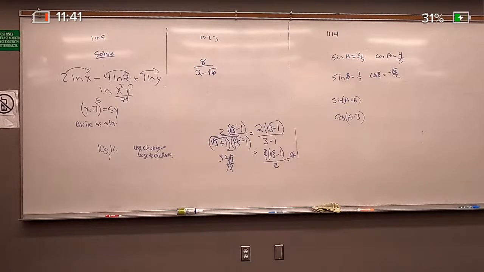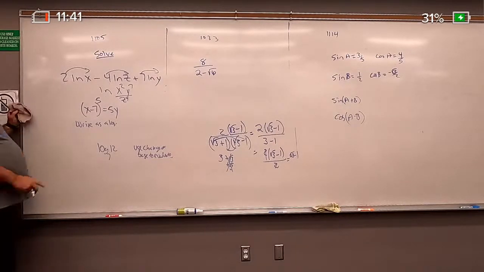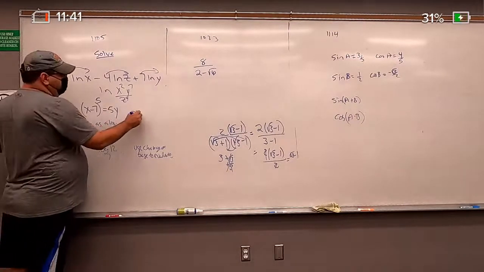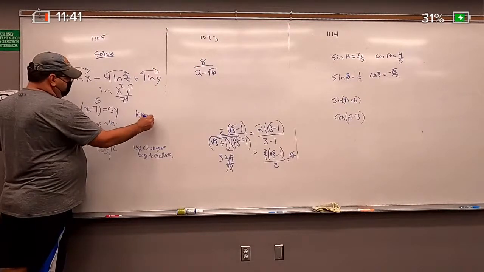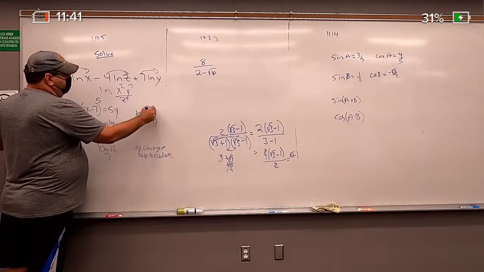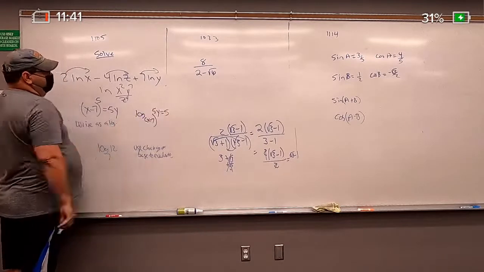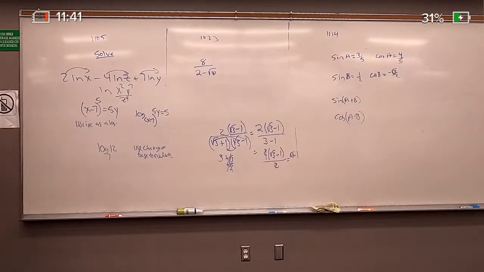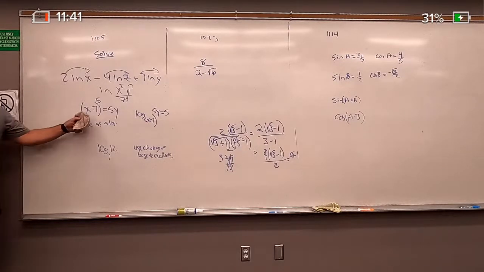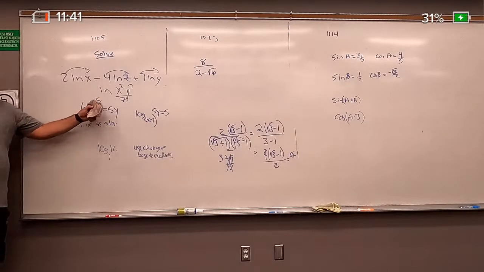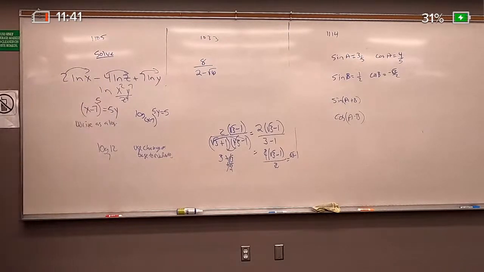Okay. All right. Write this as a log. It's log base x minus 7, 5y equals 5. Log base x minus 7, oh, and then swap these two. 5y equals 5. Oh, okay.